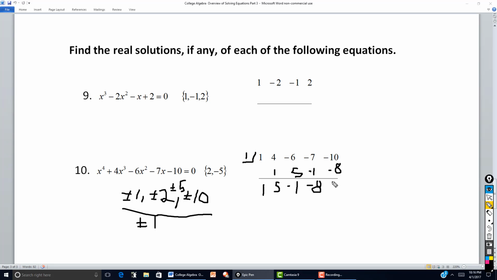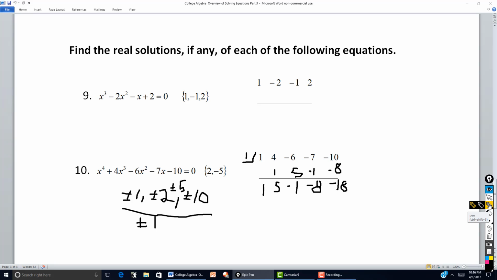And negative 10 and negative 8 is negative 18. Well, I didn't get a 0, so that would tell me that 1 is not a 0 of this polynomial, which of course means it's not a solution of the equation. Okay, so I would try -1, and again I would get something other than 0 over here. What you're aiming for is to get 0, because that's going to give you a solution. At the same time, it will give you a factor.